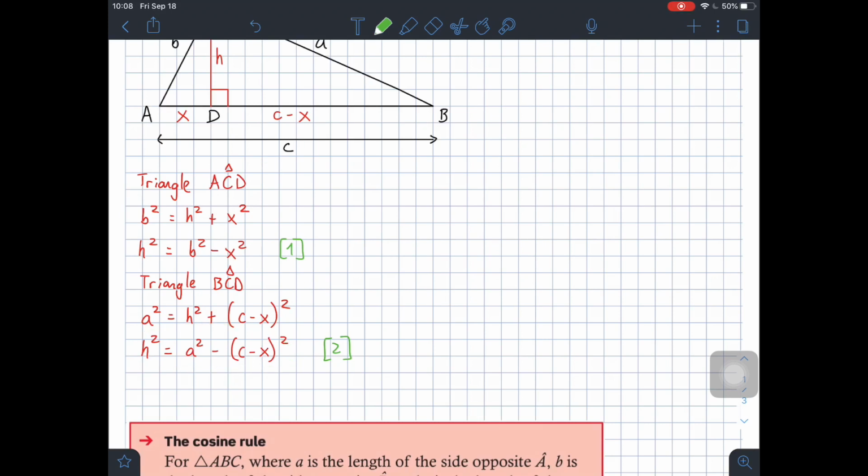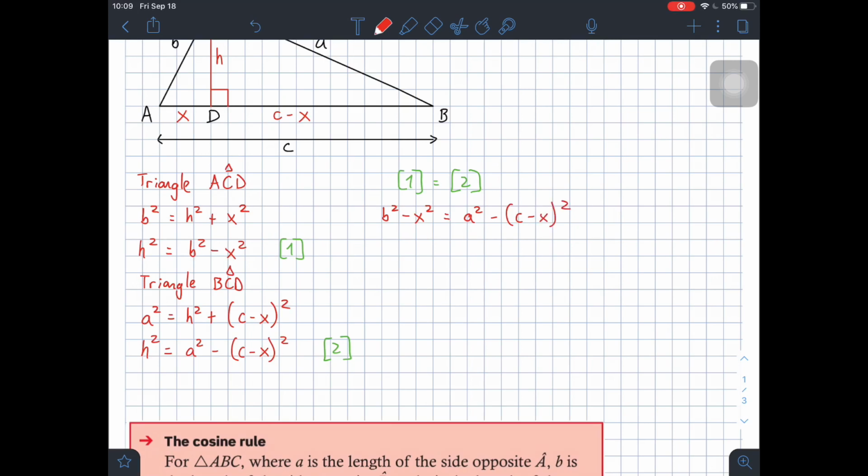So I can equate both expressions. We're going to equate equation number 1 with the second expression. So we're going to get that, instead of writing h squared, b squared minus x squared should be equal to this expression over here, right? a squared minus (c minus x) squared.